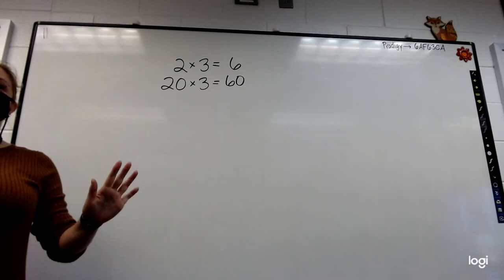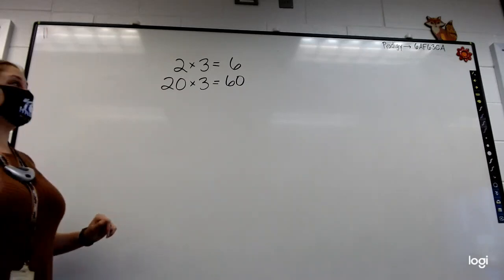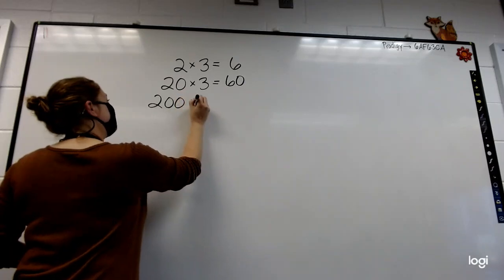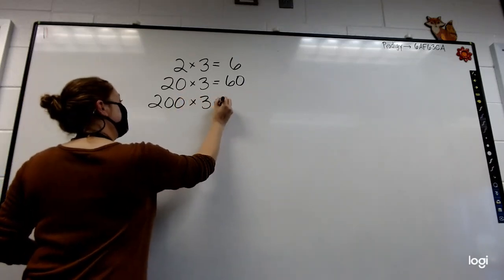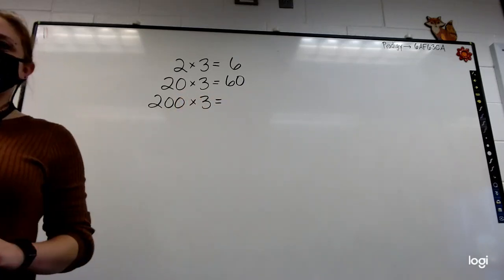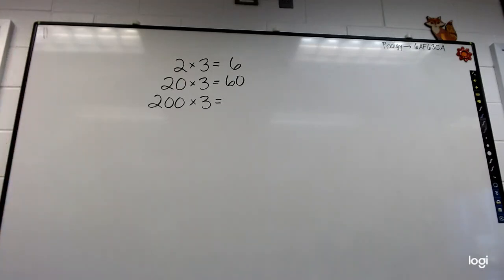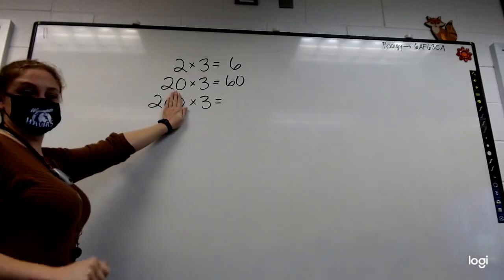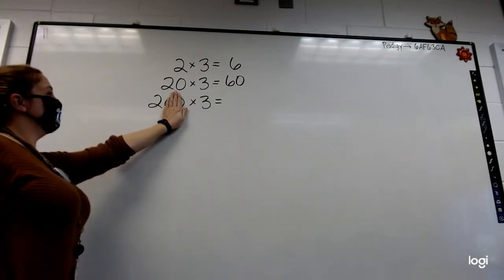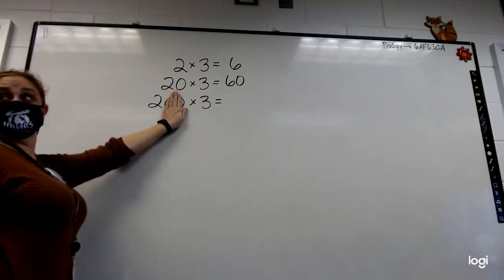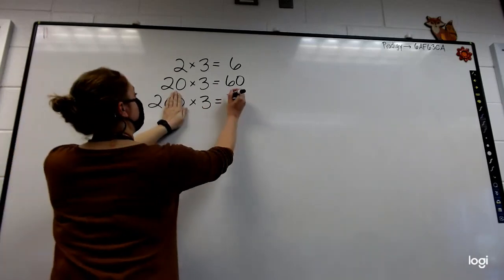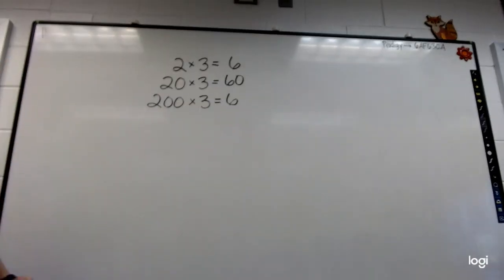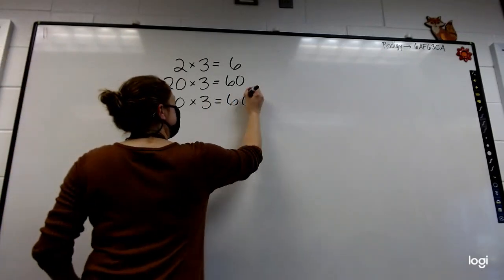Hold on. All right, let's try another one. This time, let's make it 200 times 3. Just write that down first. I'm going to cover up all of my zeros at the end of the number. What is 2 times 3? Hayden? 6. We're getting good at that one. Now, how many zeros do we have total, Noah? 2. So I add 2.